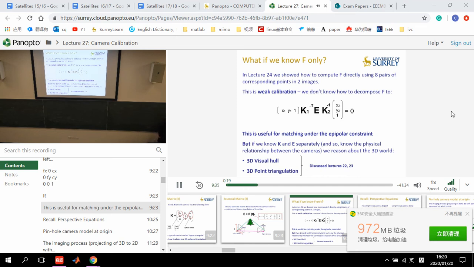Okay. Why would we want to do that? Because if we know K and E separately, then that gives us our focal lengths and optical centers and our R and our T that enable us to do things like 3D reconstruction or triangulate points. If you remember, these two applications that we covered in lecture 23 involved those two sets of equations in the purple boxes. Do you remember? One took us from 2D to 3D, one took us from 3D to 2D.